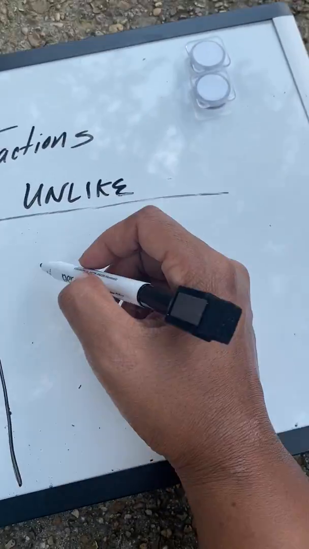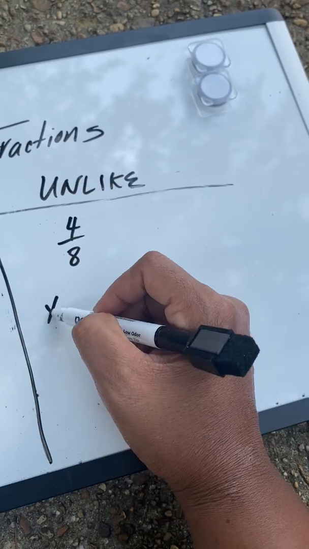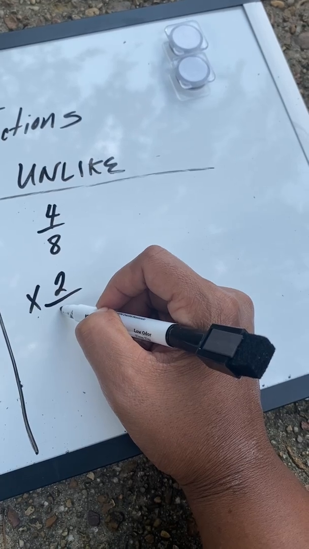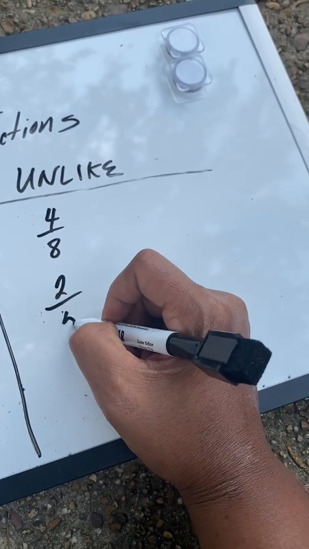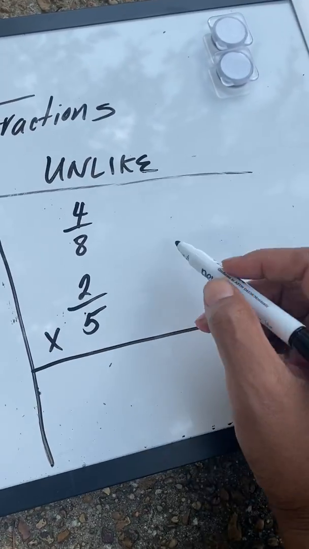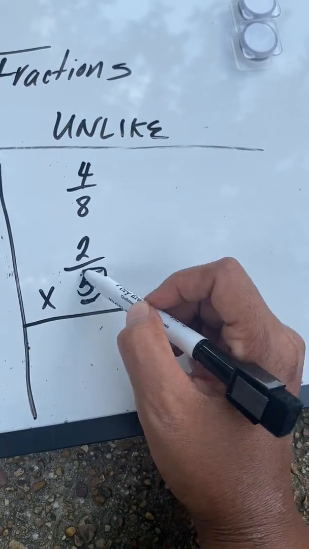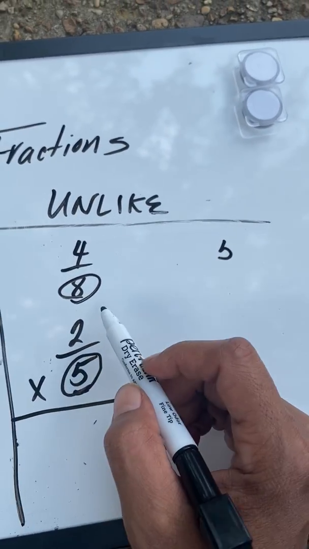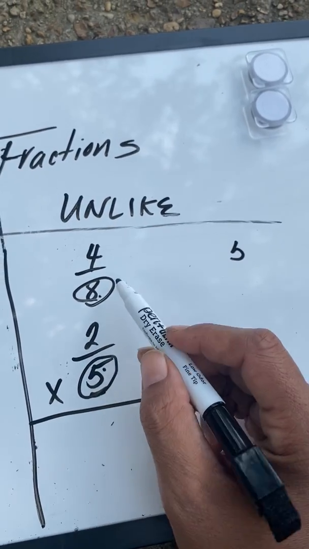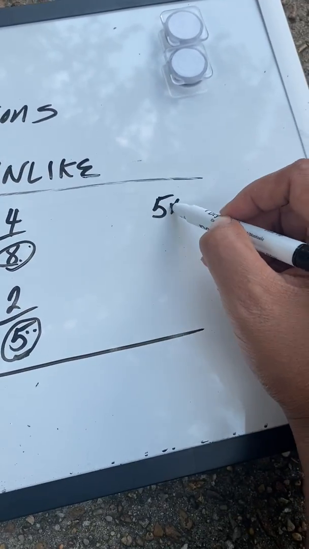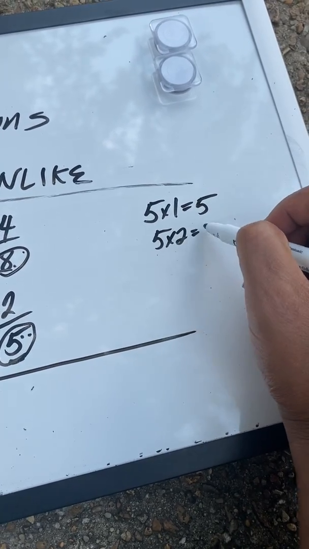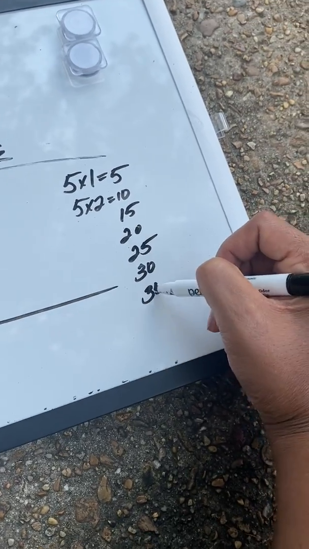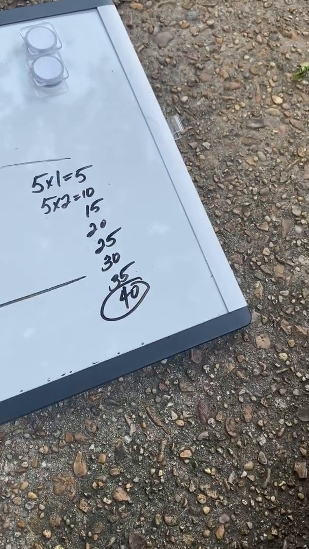All right, if it's unlike, 4 8s, I don't know why I love 4 8s right now. Multiplication. All right, I'm going to take the smallest denominator. Again, those are the numbers on the bottom. I'm trying to get to what 8 and 5 have in common. All right, so 5 times 1 is 5. 5 times 2, 10, 15, 20, 25, 30, 35, 40. 8 has 40 in common with 5.